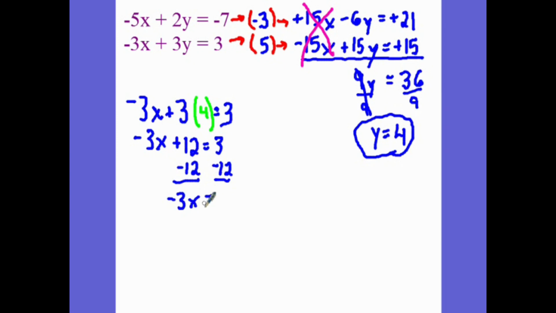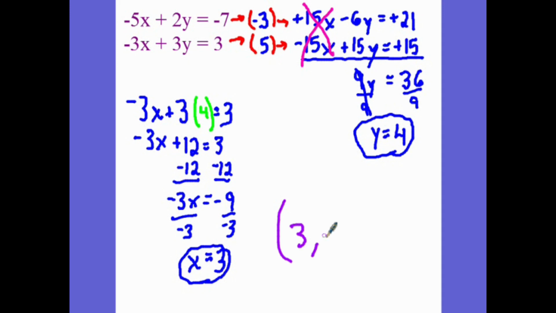Then you have negative 3x equals negative 9. You can divide both sides by negative 3, and you get x equals 3. So for your final answer, you have the point 3, 4.